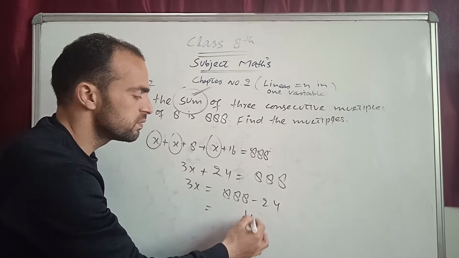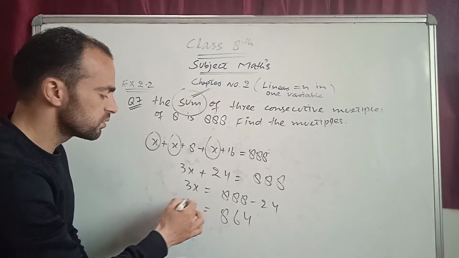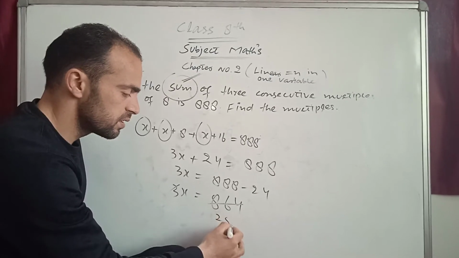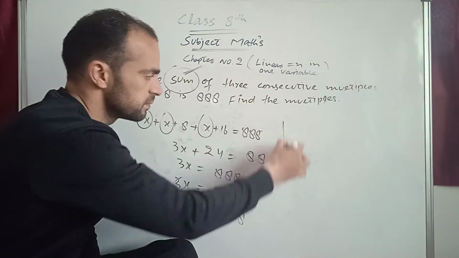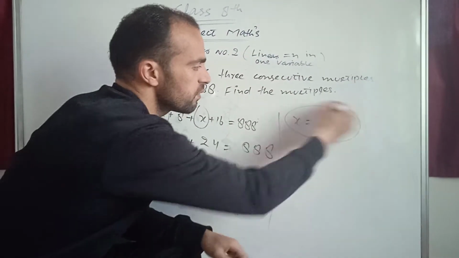8 minus 4 is 4. 8 minus 2 is 6. 8 as it is, so 3x. So 3 ones are 3, 3 twos are 6, 3 eights are 24, 3 eights are 24, which means we got the value of x as 288. This is the value of x.